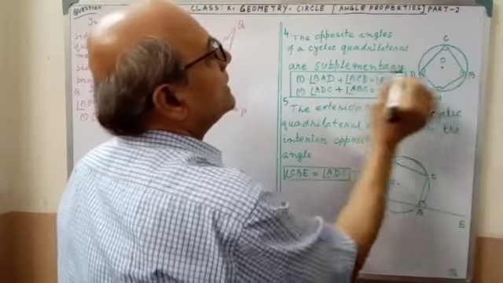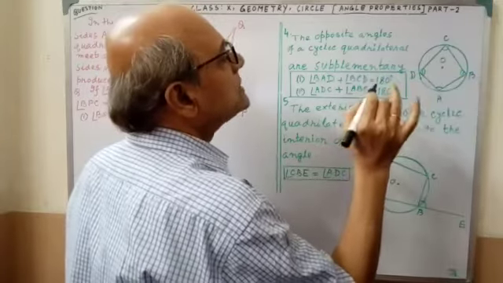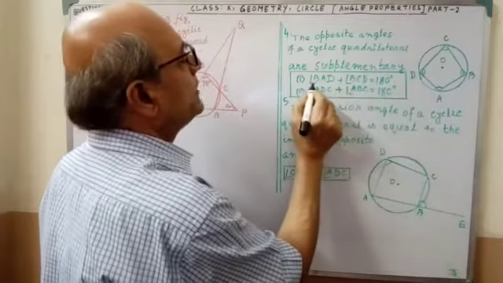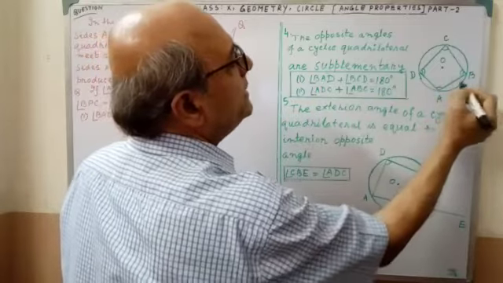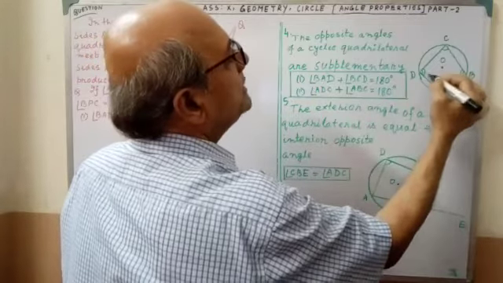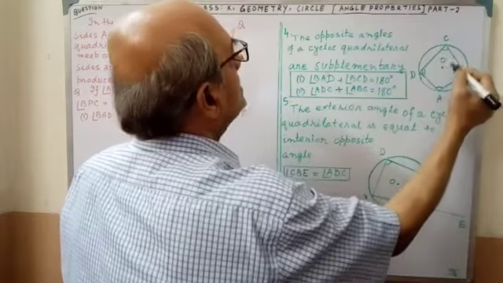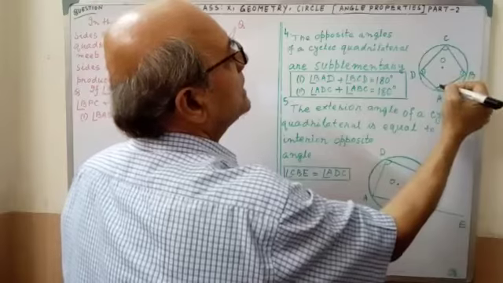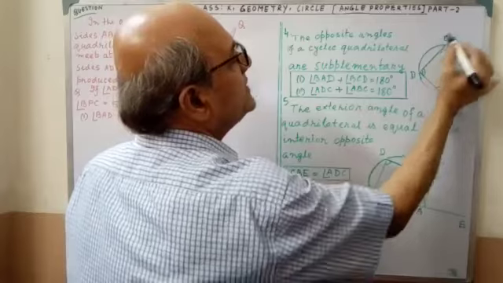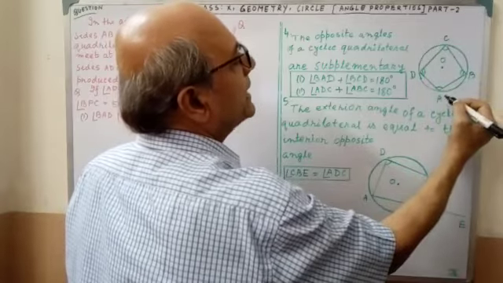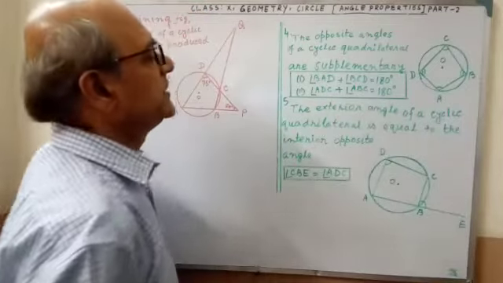And the condition: the quadrilateral must be cyclic. Then the conclusion, part 1, angle BAD equal to angle BCD. Opposite angles are supplementary. And part 2, angle ADC plus angle ABC equals 180 degrees. This is the first theorem.